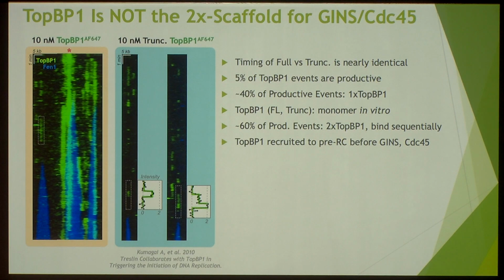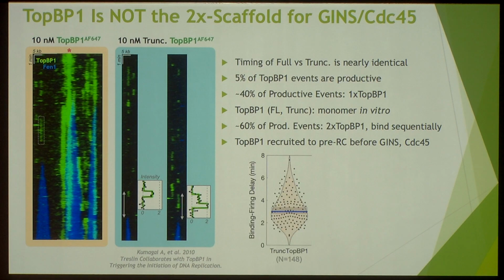So we looked at TOPBP1 in vitro using photobleaching, and we saw that full-length TOPBP1 as well as truncated TOPBP1 are overwhelmingly monomeric. And consistent with this, even when we do see two copies of TOPBP1, the two copies are recruited sequentially, not as a constitutive dimer, but one at a time. And finally, okay, so by this point, TOPBP1 is not looking like a very good scaffold candidate, but we wanted to double check.